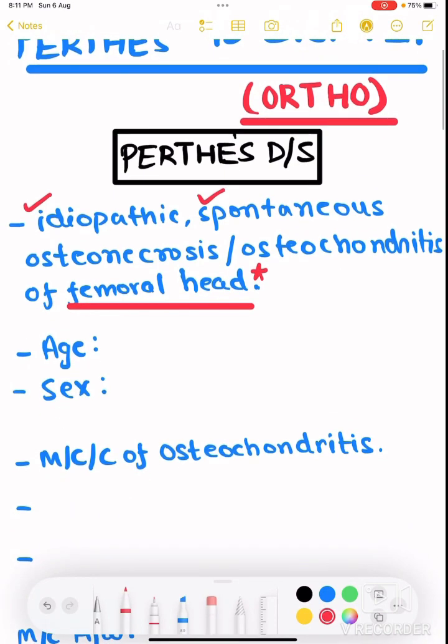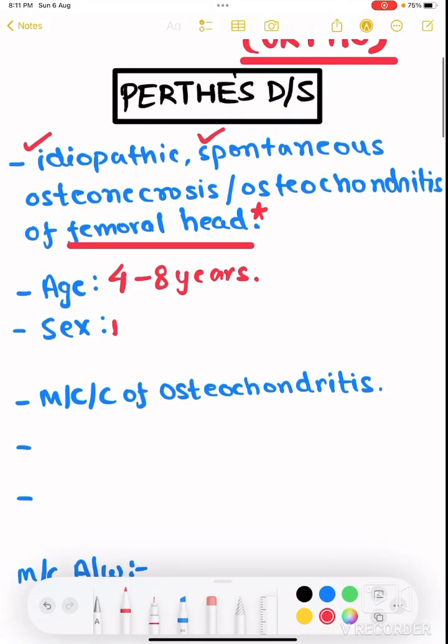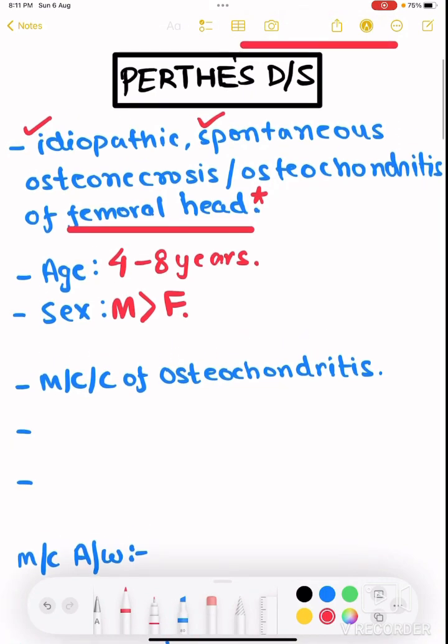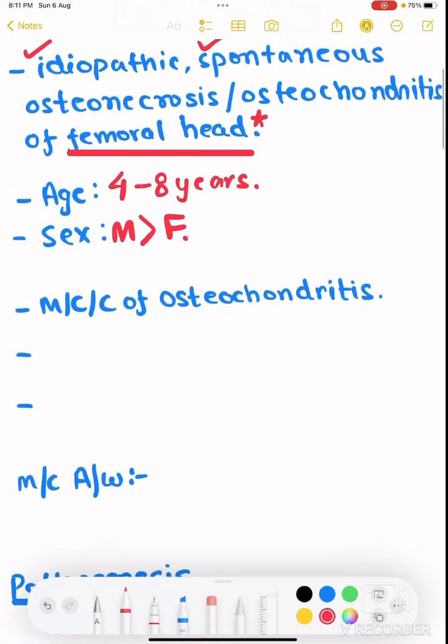What is the age group that it is seen? The age group is 4 to 8 years. Now this is something very important, the age group, remember it, right? Then what is the sex? Males are more commonly affected than females. So for example, if a 5-year-old male comes to you with a presentation just like Perthes disease, then what will you diagnose? Of course, Perthes.